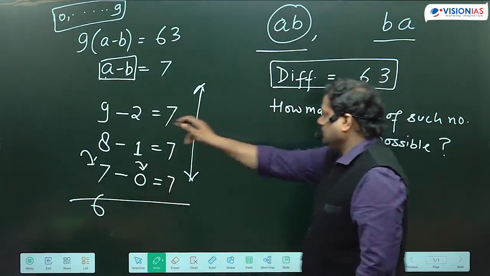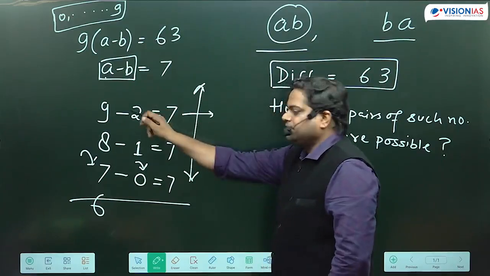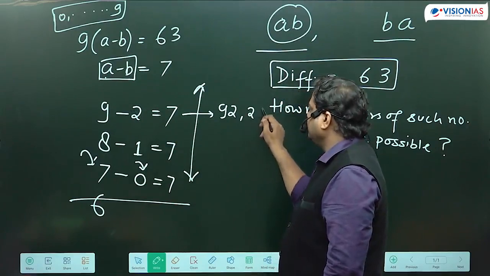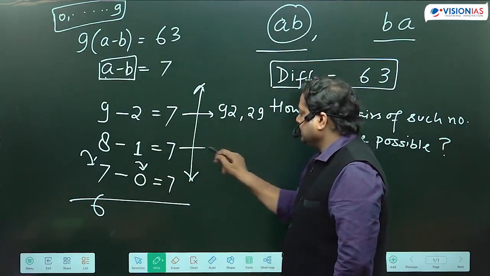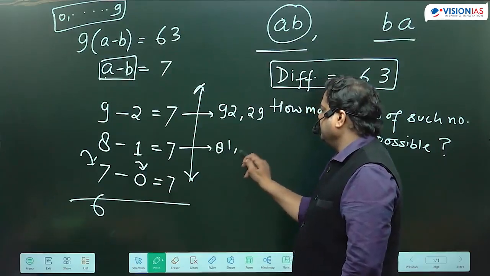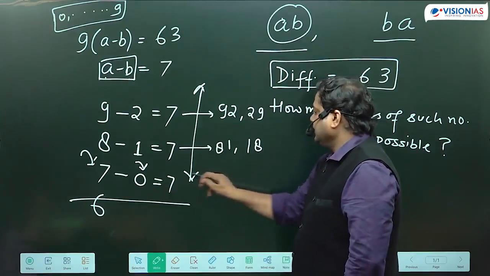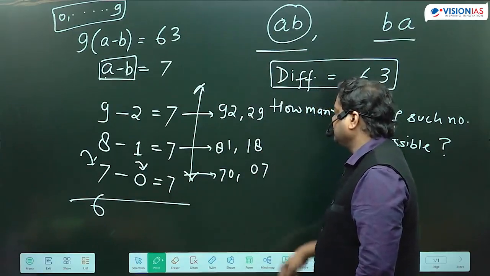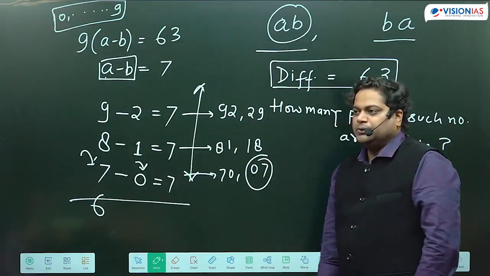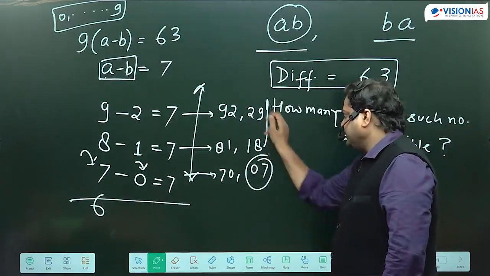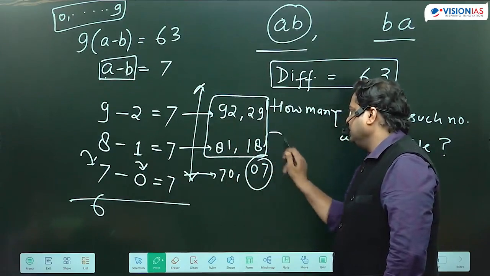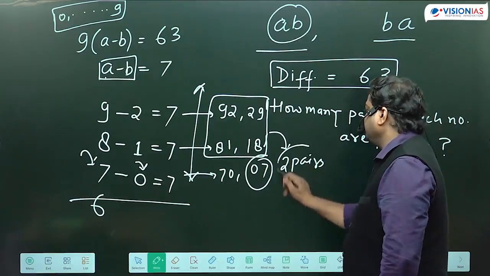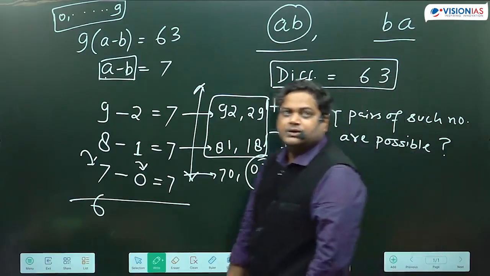So here the first number will be 92 or 29. The second number will be 81, 18. Here the number will be 70, 07. This is not a 2-digit number. So how many pairs? Only 2 pairs we can make. 2 is the answer.